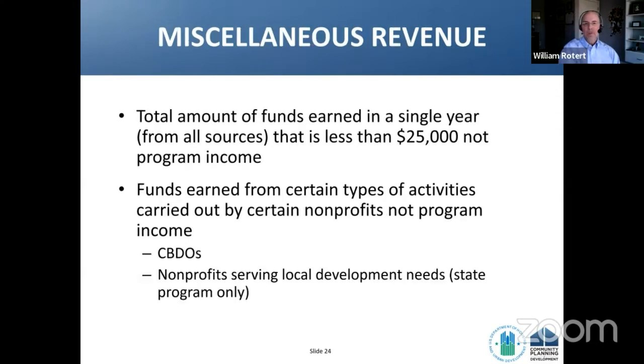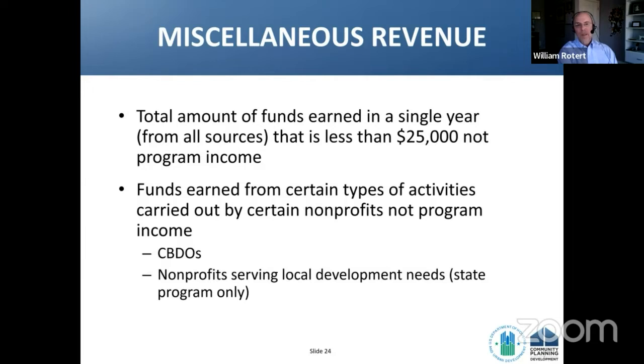Now let's talk about miscellaneous revenue. Again, if the total amount of program income earned in a single year from all sources, now that would be you as a grantee, as well as your subrecipients that you fund with your CDBG program, if the sum total of that is less than $25,000, that is considered miscellaneous revenue and does not have to be treated as program income.